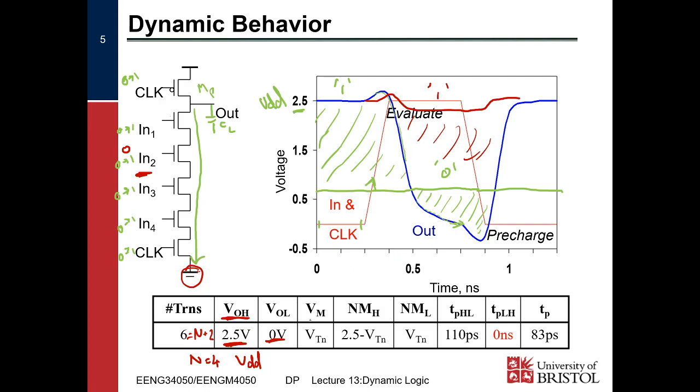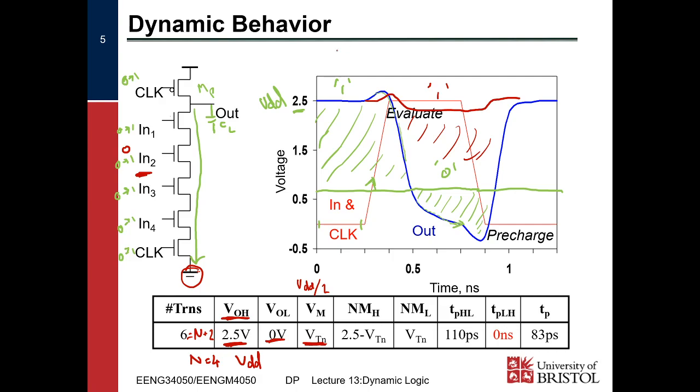Then we've got our VM, our midpoint, our crossover point, right? Unlike complementary CMOS, where VM is VDD by 2, because we've got the competition between our PMOS and our NMOS transistor, with dynamic logic, just like our pass transistor logic, the crossover point is the threshold of the NMOS transistor, because it's when we're able to turn on an NMOS that matters.